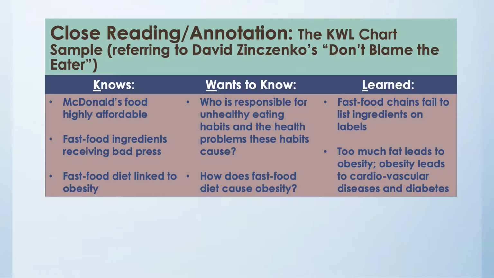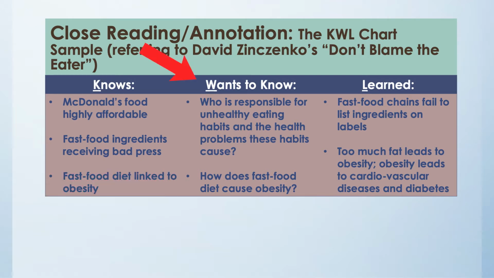Here is what the KWL chart would look like after looking at Zinczenko's article. Knows. Take a look at the title or subject. For example, Don't Blame the Eater, Fast Food and Obesity. And in the left column, write everything you've heard about it without worrying about how these relate to the article. A lot of people eat at McDonald's due to its affordability, the products of McDonald's receiving bad press, too much fast food connected to obesity, etc.